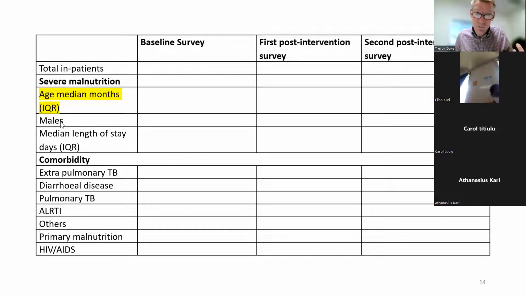The number of males or females, that would be as a proportion, wouldn't it, as a frequency or proportion. Again, the median length of stay is a continuous variable, and you could present it as a median. Things like comorbidity, that's a binary variable, so it's just 1 or 0, and it becomes a frequency or proportion when you're making up your tables, right? These are proportions or frequencies.